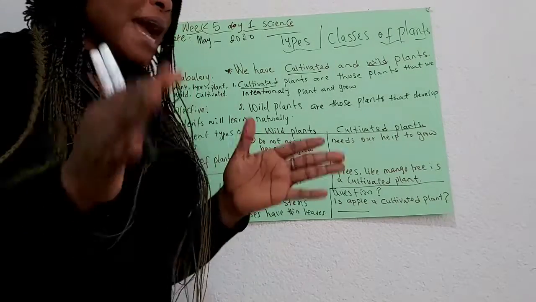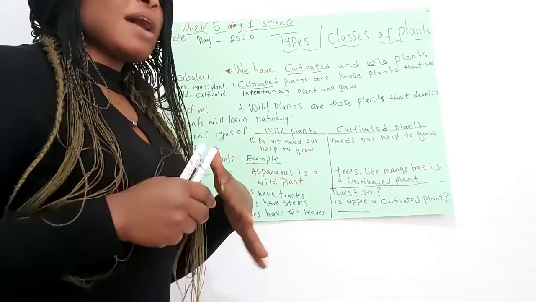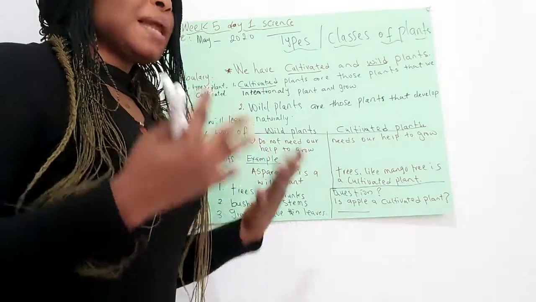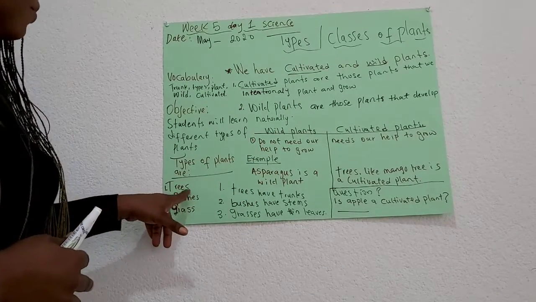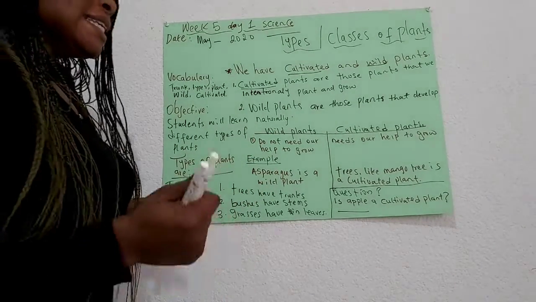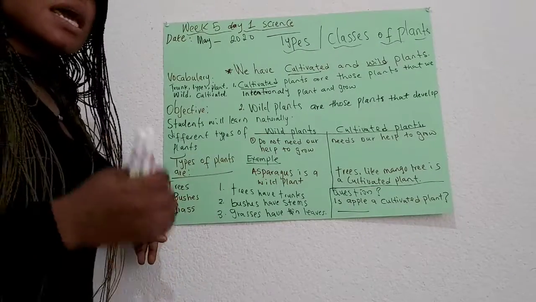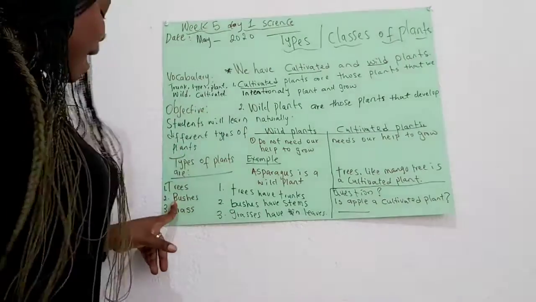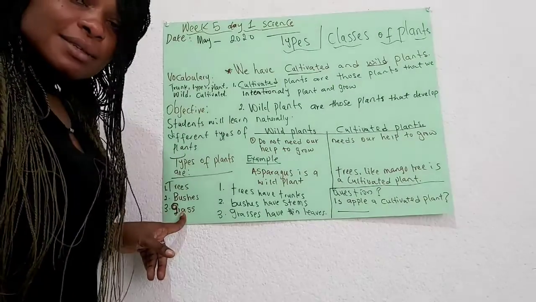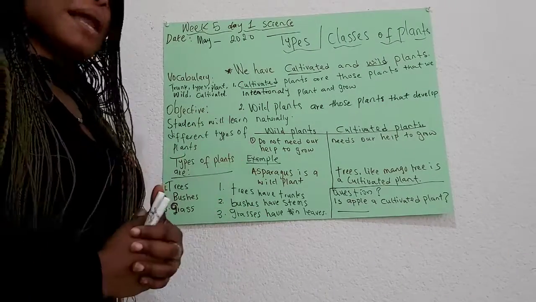And we have types of plants. What are the types of plants? Guys, look here. We have trees. A tree is a type of plant. We have bushes. A bush is a type of plant. And we have grass. Grasses are types of plants.